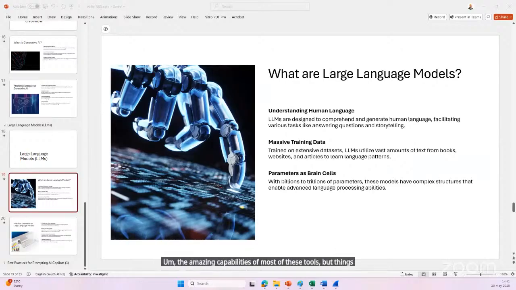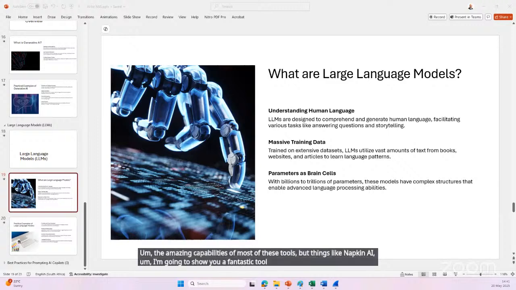But things like Napkin AI, I'm going to show you a fantastic tool for research papers. Perhaps you will appreciate it. So if you needed to create a research paper or scientific paper, I can show you some AI tools that can assist you with that.